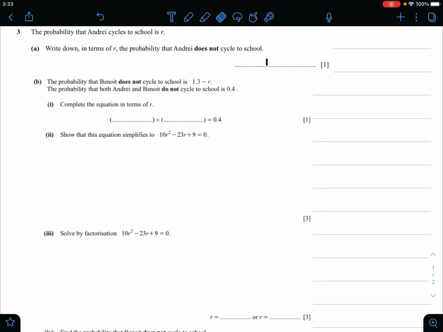So say for example, if the probability was 0.3, you would do the same thing to find the probability that she does not cycle, which would be 1 minus 0.3. So therefore in this case, since it's R, it would be 1 minus R.